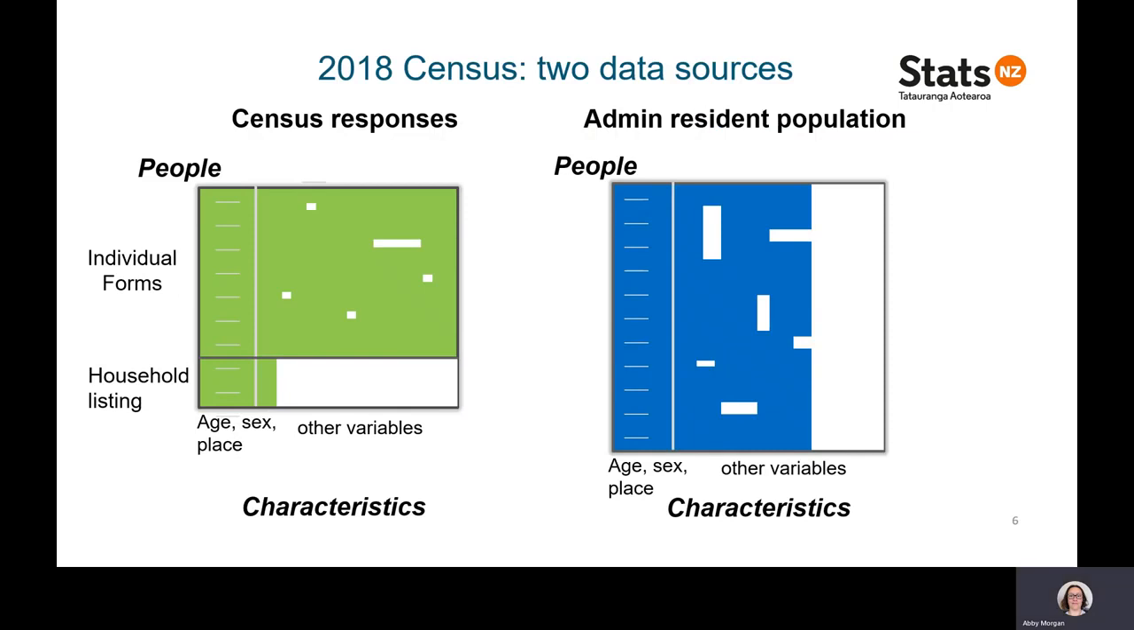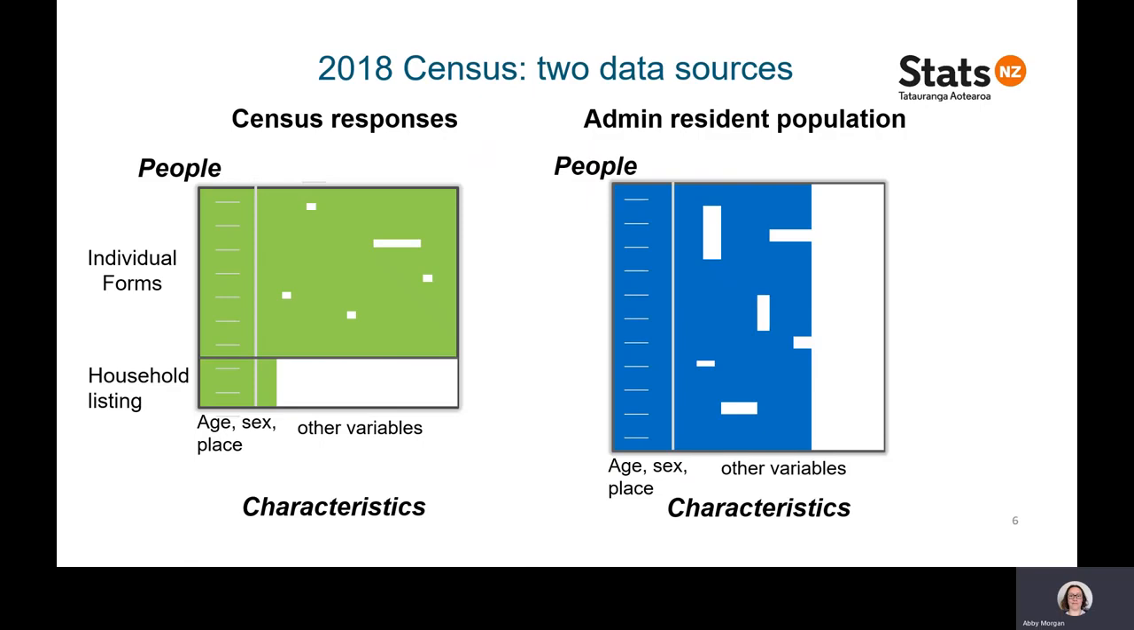Okay, so this is a really high-level pictorial overview of what we're attempting to do in this combined census model using the two data sources. On the left in the green, we have the census responses. You'll see that we have a large number of people coming from the individual forms. And for most of those people, we have nearly all of their item characteristics. We then have a smaller number of people coming from the household listing. And for those people, we are missing a lot of their census characteristics.